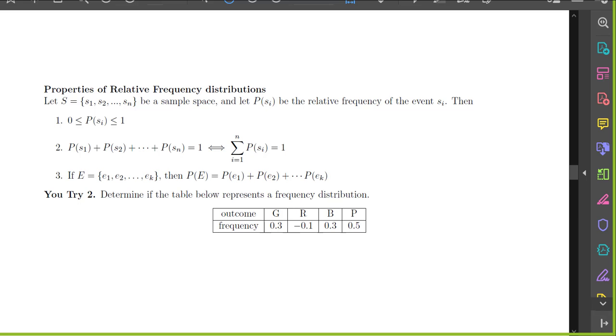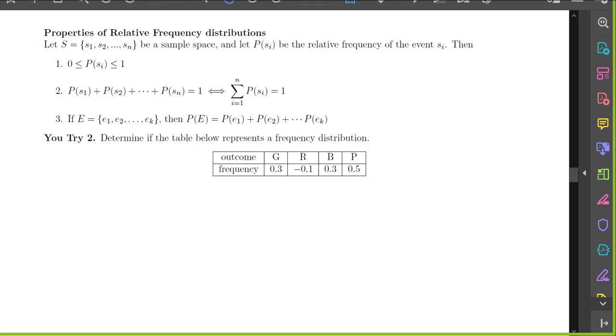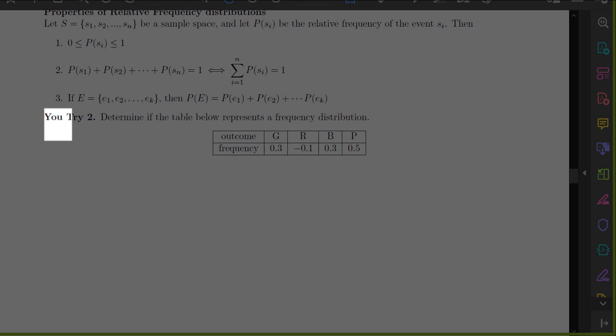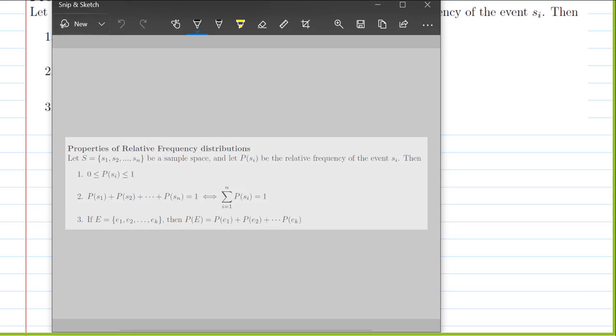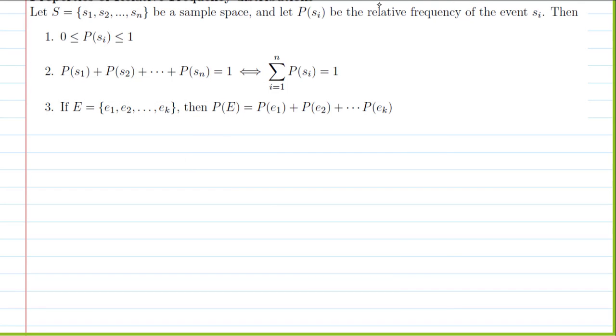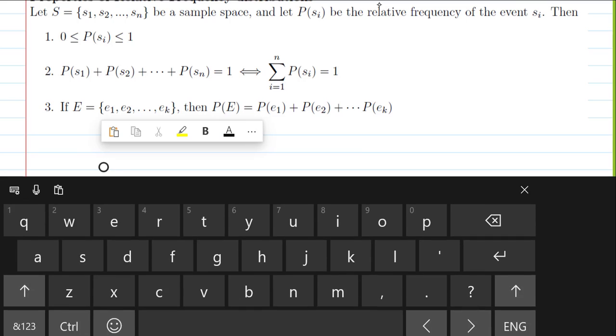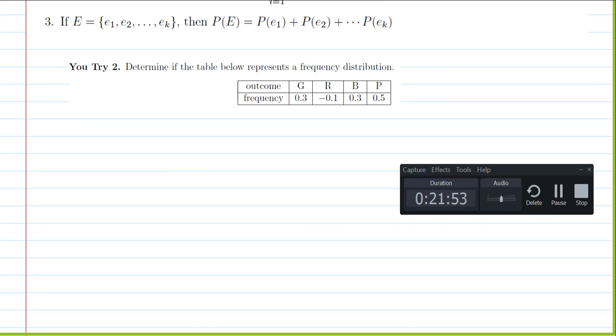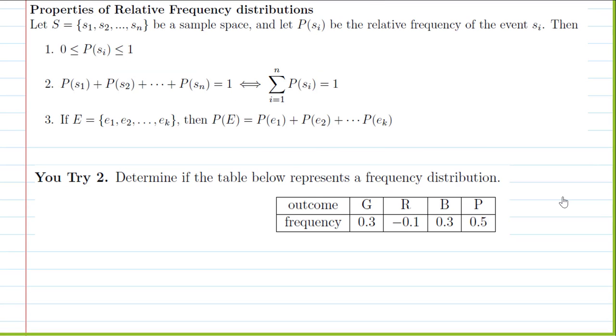So, determine if this table can represent a relative frequency distribution. All right, so we look at this. What do we think? Could this be a relative frequency distribution?